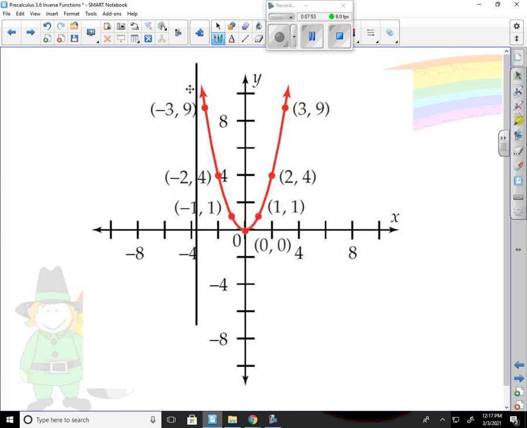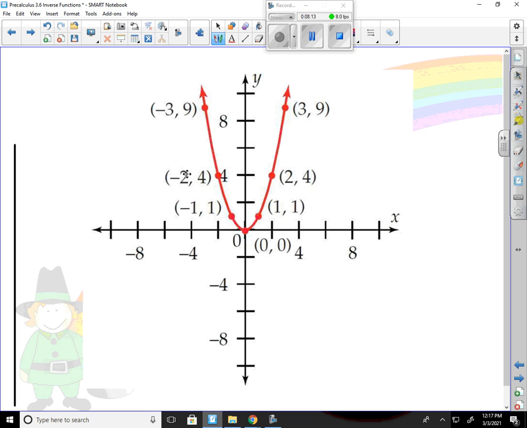Whenever I look at this function, well, first, is it a function? If I do a vertical line test, it shows that it is a function because it only crosses each point one time, right? But let's think about the output of this function.